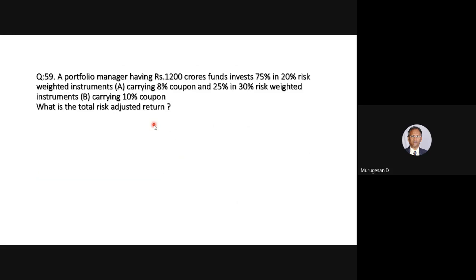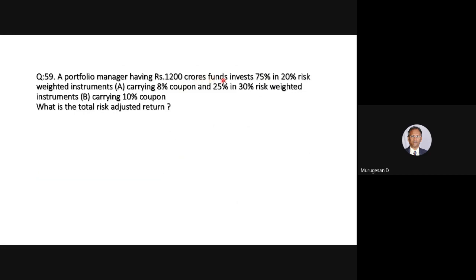Okay, that is a new concept. Now you see the question. I think this question you already saw, the first question itself. Your portfolio manager is having 1,200 crore, invested in 70% of the funds. Here 70% means 70% of the funds. They will try to play with the numbers. He is having 1,200 crore.